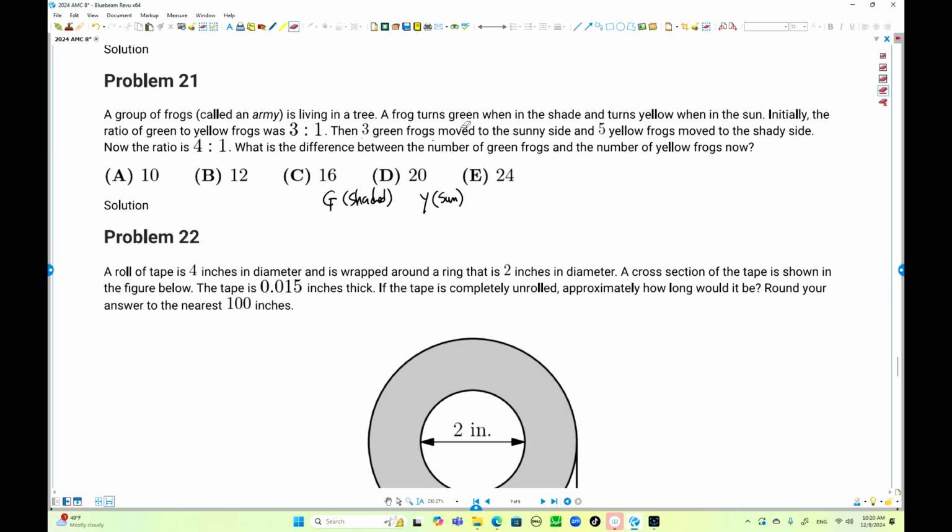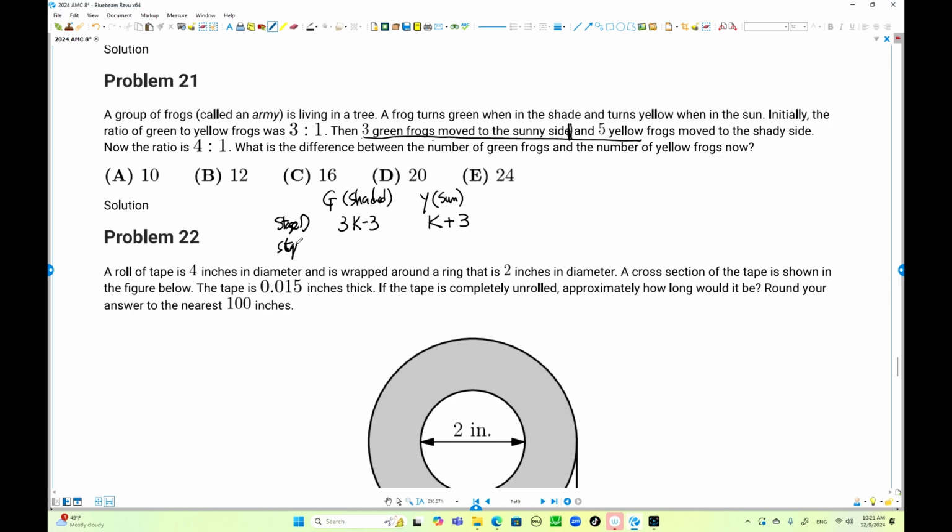So we're going to define the number of frogs, green to yellow, 3 to 1. So if green is 3K, yellow is 1K, you can define that. The ratio is always 3 to 1, right? So we're going to decide the value of K. There is a constraint over here. 3 greens move to the sun. Minus 3 plus 3. That's step 1, stage 1, okay?